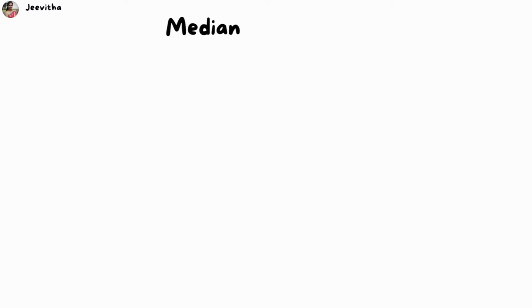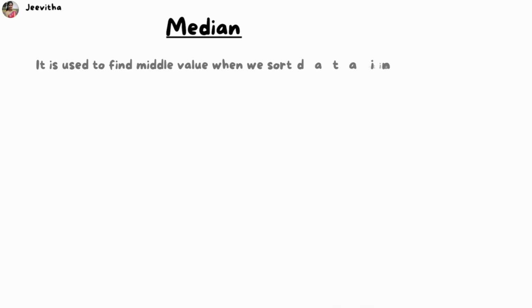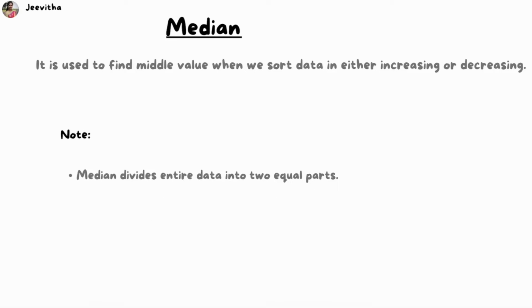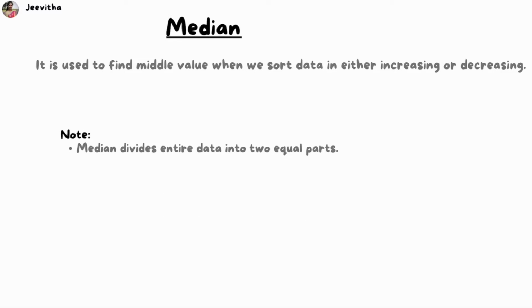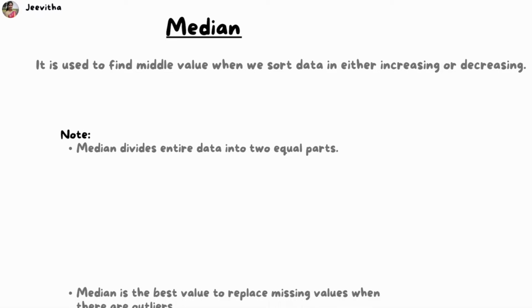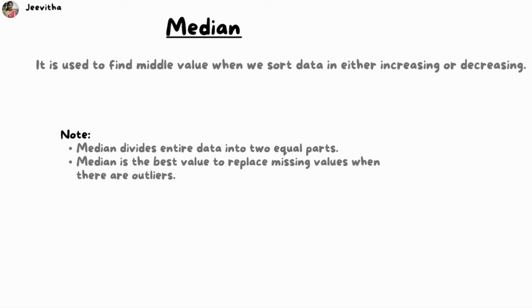Now let's see what is median. Median is nothing but the middle value when you sort data in either increasing or decreasing order. Whenever you are given data, first try to arrange the data in either increasing or decreasing order, and the middle value in that sorted data will be the median. Median divides the entire data into two equal parts, and median is one of the best measures in order to replace missing values whenever your data has outliers.